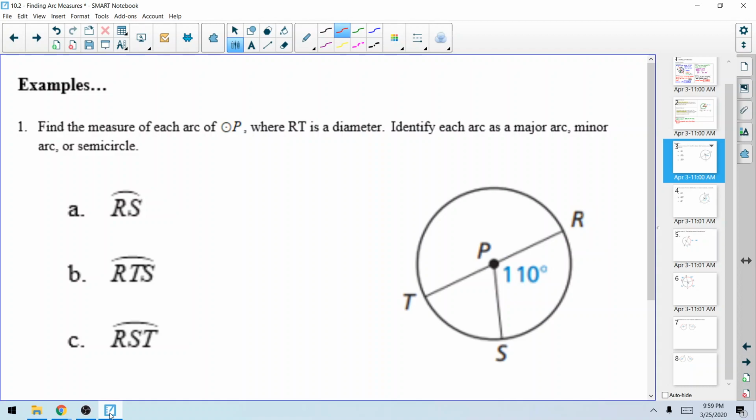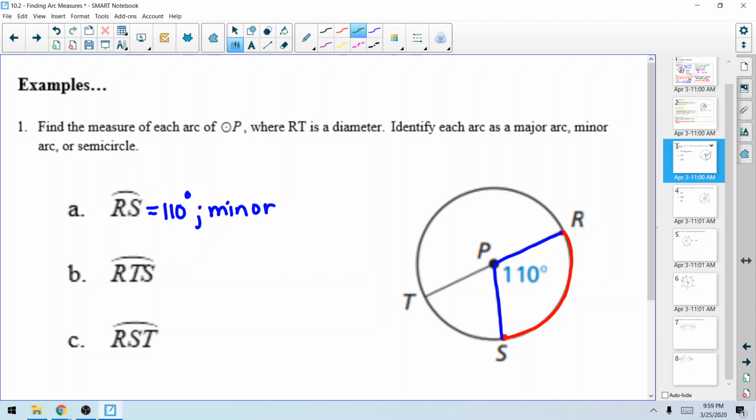Letter A, RS. Okay, so what they're saying, here's R, we're going to S. And the reason we go the short way is because it only gives 2 letters. If it wanted us to go around the long way, it would have given us 3. Do you guys see the corresponding central angle that RS kind of aligns with? Well, if the central angle is 110 degrees, guess what? RS also 110 degrees. Then, because that is less than 180, we can call it a minor arc.